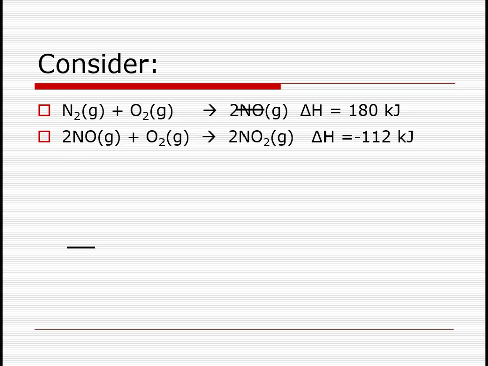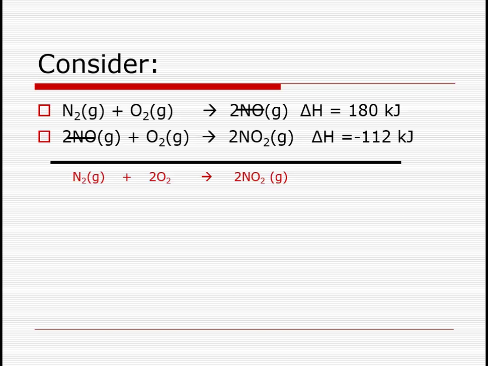There's a 2NO on both sides. Those cancel. And then there's nothing else at all that cancels, so those cancel. These O2s, they're on the same side, so they're going to add together. So we have N2 plus 2O2 yields 2NO2.